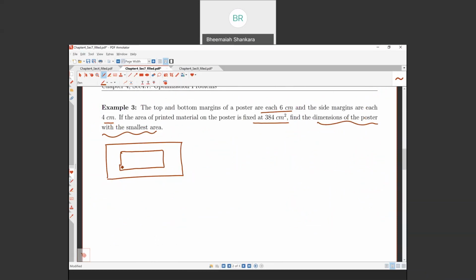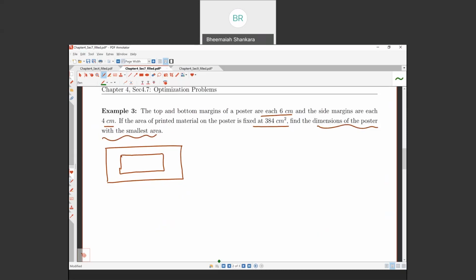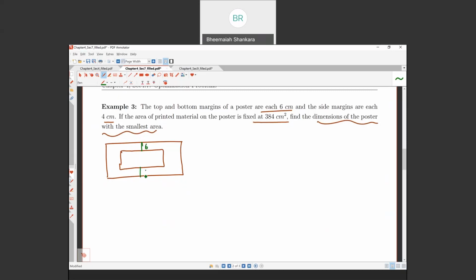So there are two sets of dimensions. So you have the poster's margins, the top and the bottom will be 6, so I'm going to write this as 6. And the side margins are 4, so I'm going to write this as 4. And you're also given that the area of the printed material, the print will be just the material which is typed, so it will be the inside one, which is 384 square centimeters. And I'm going to name these dimensions length x and length y, so it's x times y equal to 384.